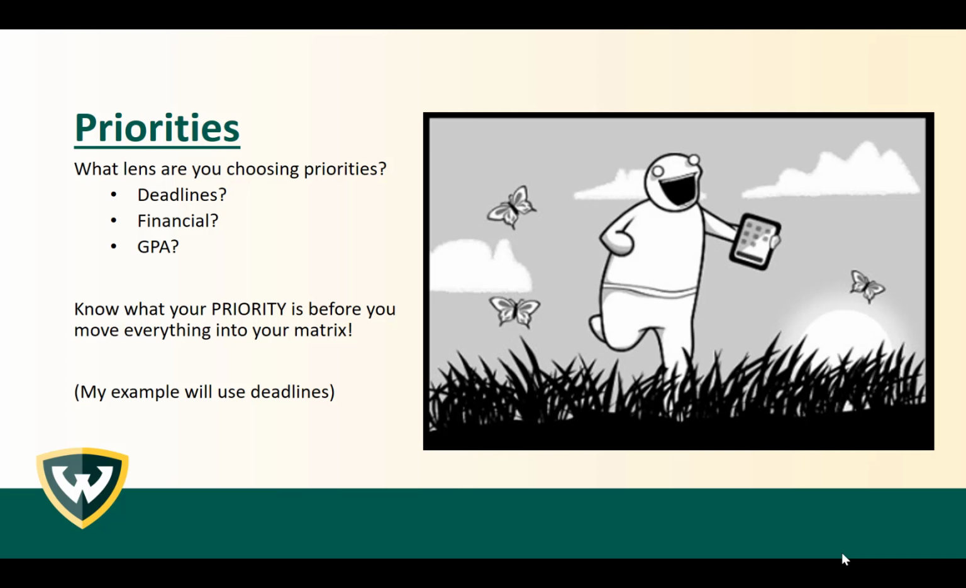Or maybe it's your GPA, right? Like you're doing fine in all your classes and you're super behind and not doing as well as you would like in another. Then that maybe is your priority. So before you start organizing everything in your priority matrix, know what your priority is. And that will shift from time to time. It could shift from week to week, but it will definitely shift semester from semester if you're using GPA or finances or whatnot. So in this example, I'm going to show you, just know that my example is going to use deadlines.